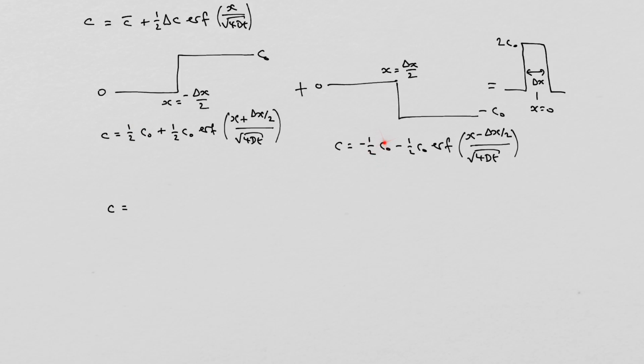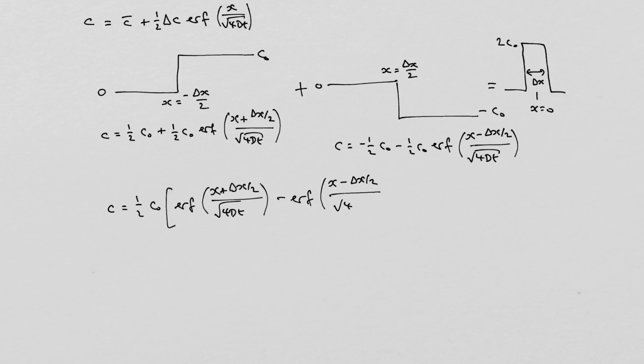the first two terms cancel, which is kind of what you expect, because they were representing the mean concentration, and now that I've only got a finite amount of stuff in an infinite domain, the mean concentration is now 0 over the whole domain, and I've got a half C0 times the error function at x plus delta x over 2 over square root 4Dt minus the error function like that.